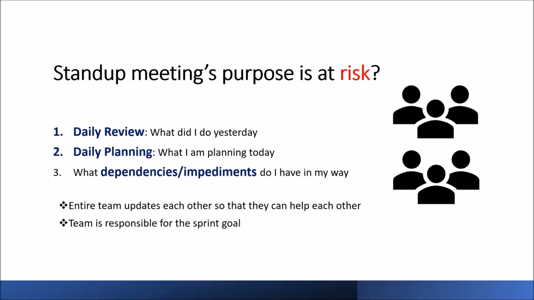I just want to let you know that in this situation, the stand-up meeting purpose is at risk. That means we are not doing daily review of what the entire team has done yesterday. We are unable to plan what the team is planning to do today. We are unable to understand, contribute to resolution of the dependencies or impediments that team members are having. So we are unable to help each other. And the stand-up meeting purpose is at risk. And often it leads to a situation that stand-up meeting is done, but it is for namesake. Nobody gets any value out of it.